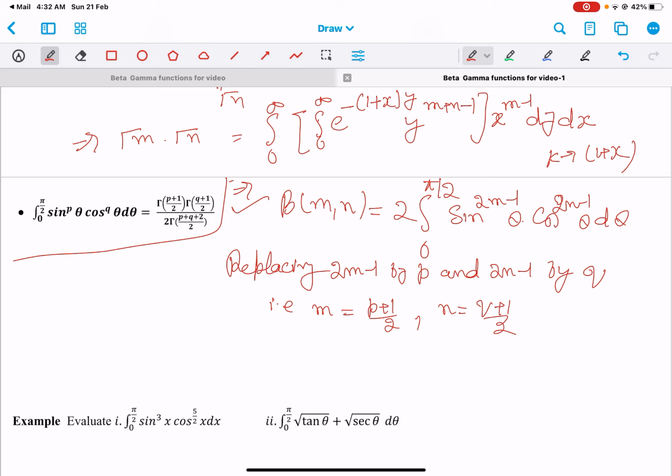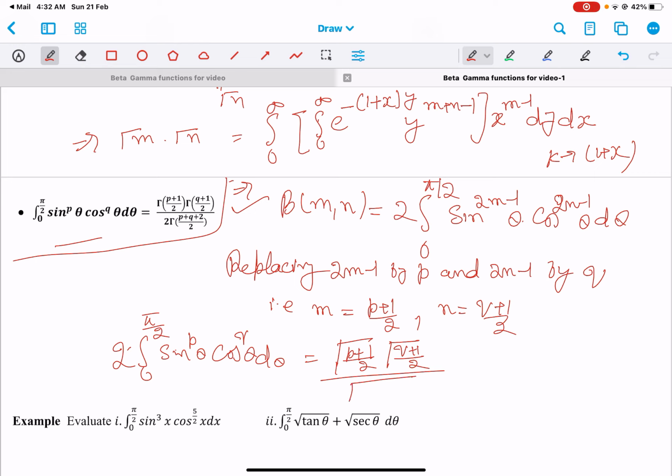I get my expression. This implies that twice integral 0 to pi by 2 sine p theta cos q theta d theta is given by gamma of p plus 1 by 2 into gamma of q plus 1 by 2 upon gamma of p plus q plus 2 by 2. If I write 2 here, I get my result. This.